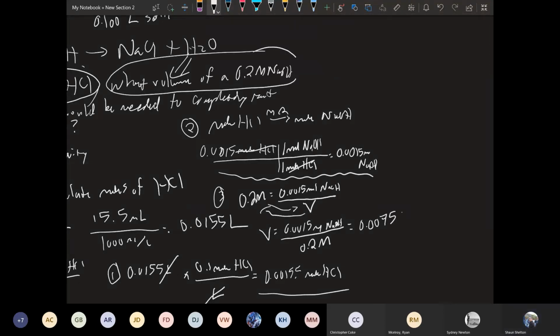All right. So that gives you 0.0075 liters. Now, in lab, we need to make sure we convert this back into milliliters because we don't use liters with our graduated cylinders. We use milliliters. So all we're going to do is multiply by 1,000. That gives you 7.5 milliliters of a 0.2 molar NaOH. So that's the answer here. And we need 7.5 milliliters.